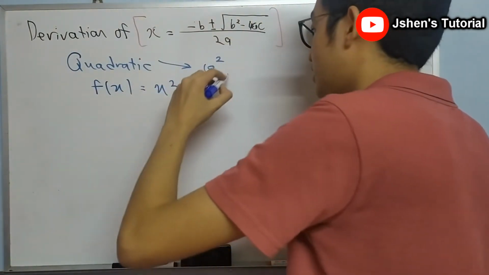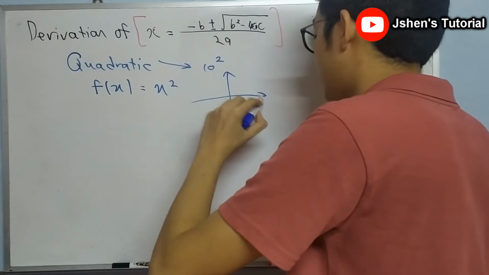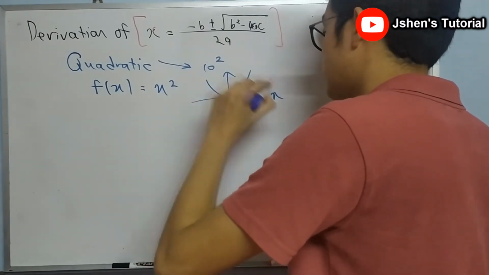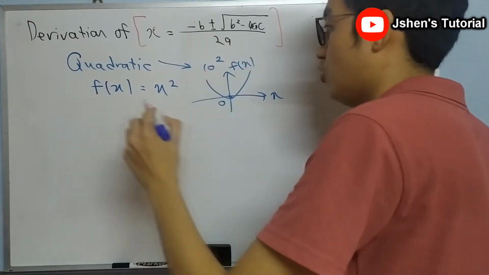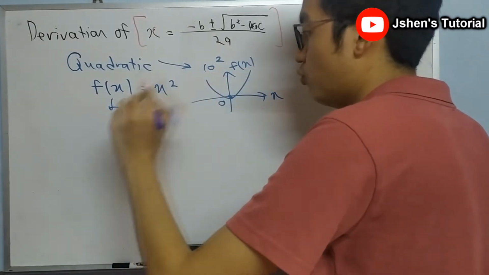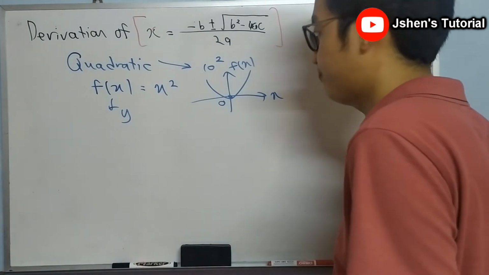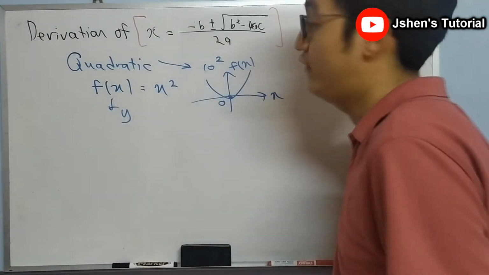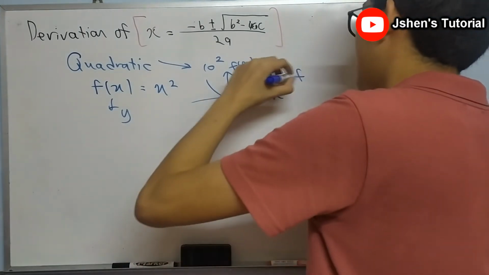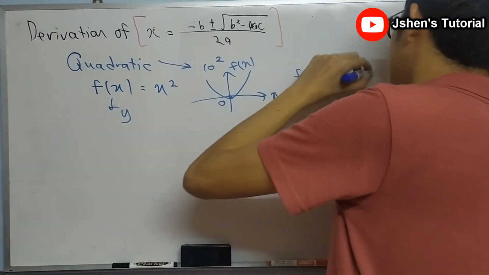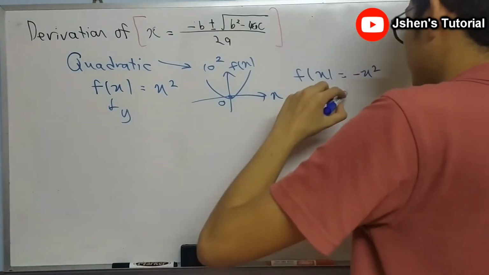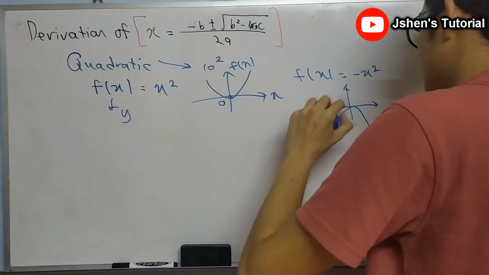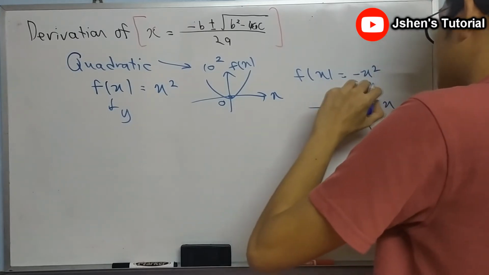How does the graph look? This is the general graph. Here is 0, here is x. What is f(x)? f(x) is generally y, but we label it as f(x). Now, we've got a positive quadratic. We also have a negative quadratic. Negative quadratic. This is 0, this is x, this is f(x).